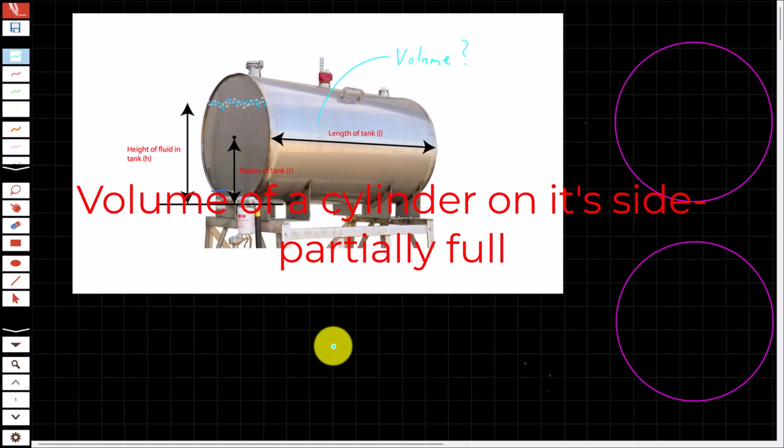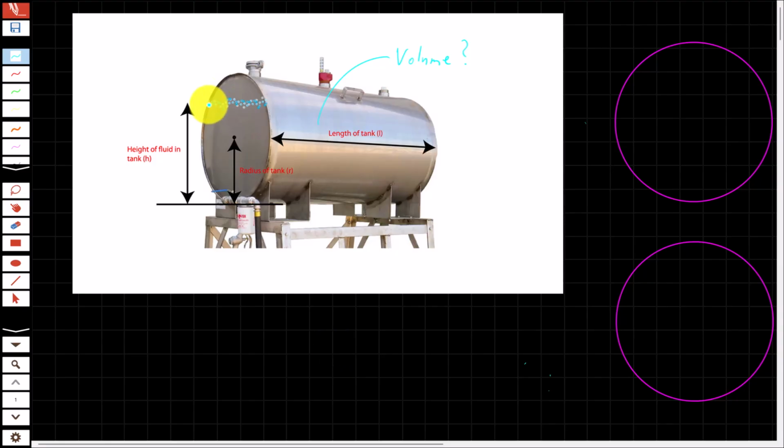In this video we're going to solve for the volume inside this tank. This tank is partially full at that level, h from the bottom of the tank. We have a radius r and we have a length of the tank L. If this tank was full of liquid, we would solve it by using volume equals pi r squared times length, pi r squared being the area of the end piece there of the tank, of the cylinder.